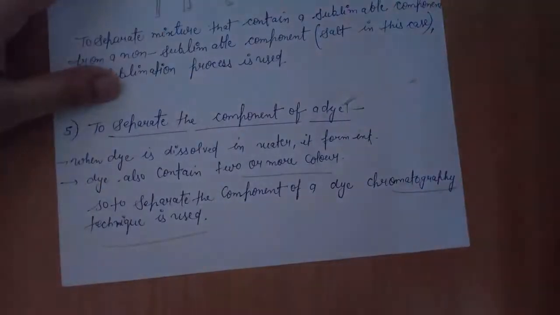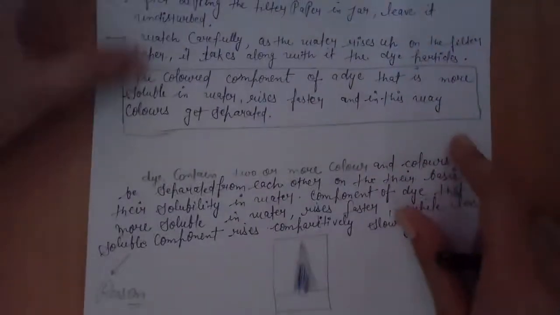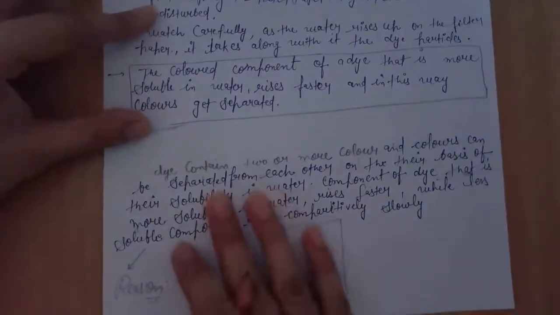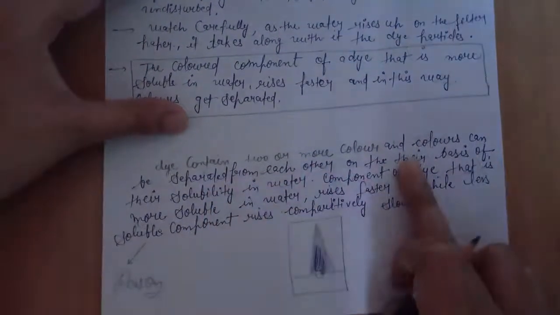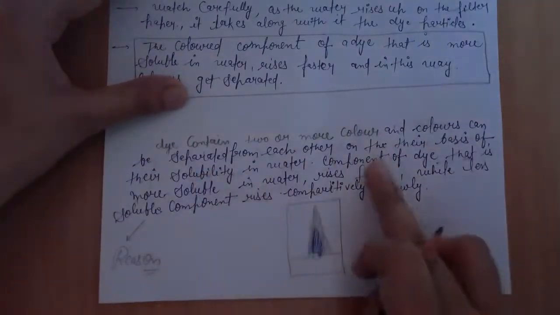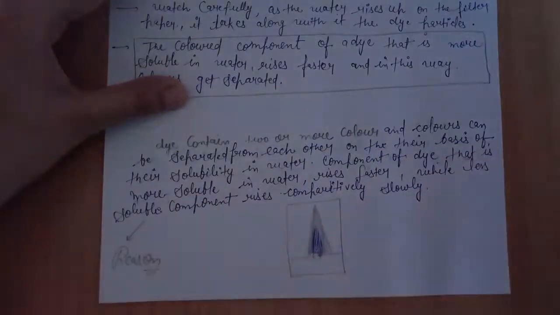And what is the chromatography technique? Let's discuss. So students, let's discuss how we can separate the components of a dye. This separation of the dye into its components is based on the concept that dye contains two or more colors, and colors can be separated from each other on the basis of their solubility in water.